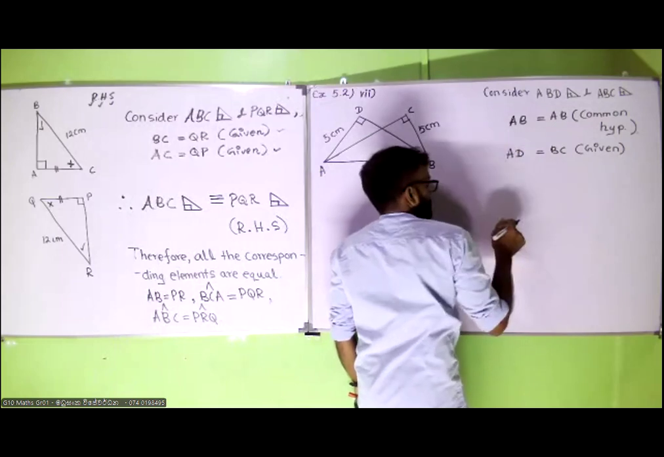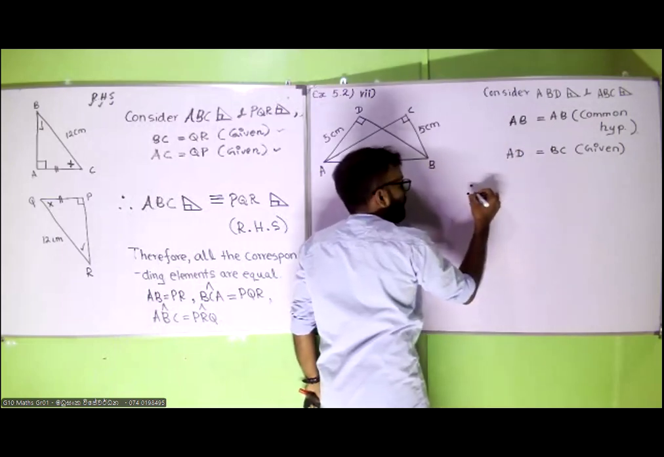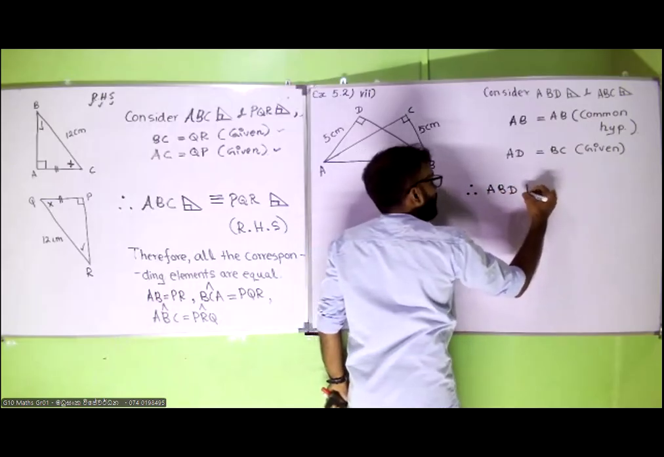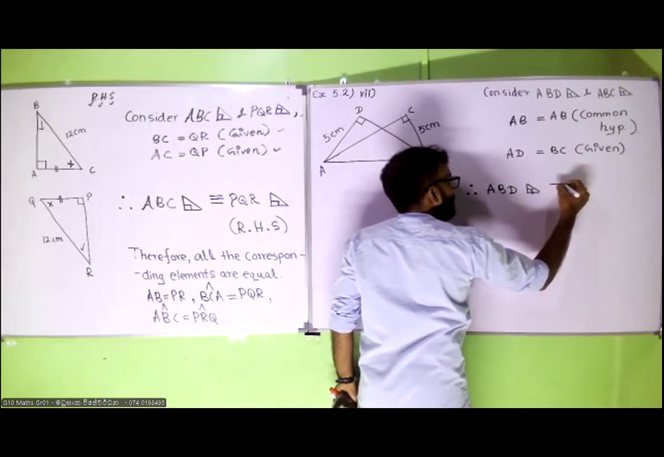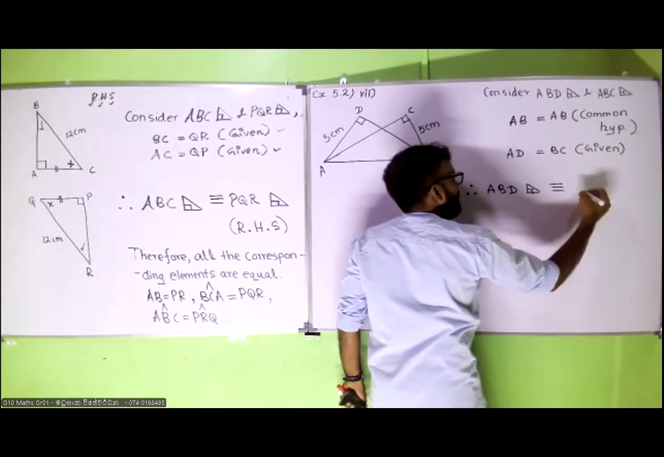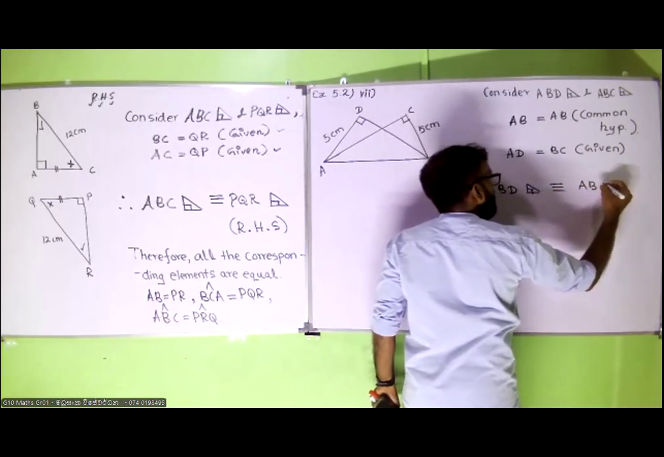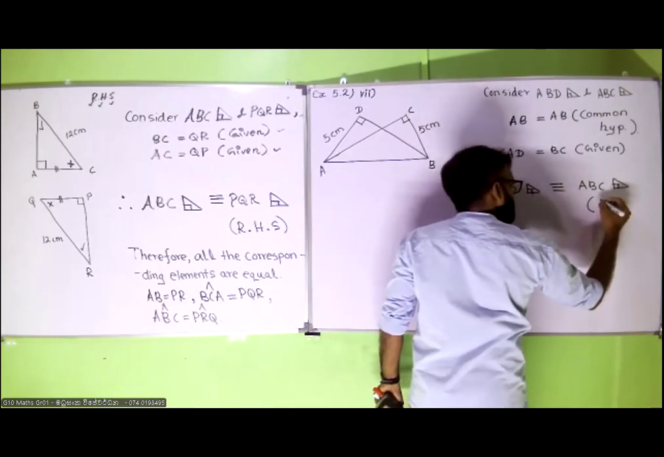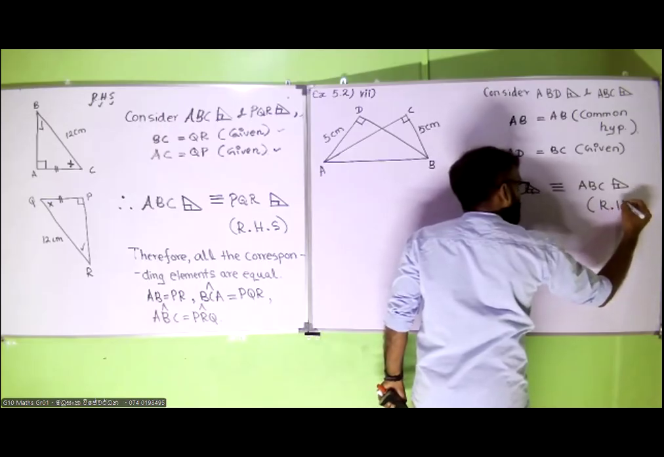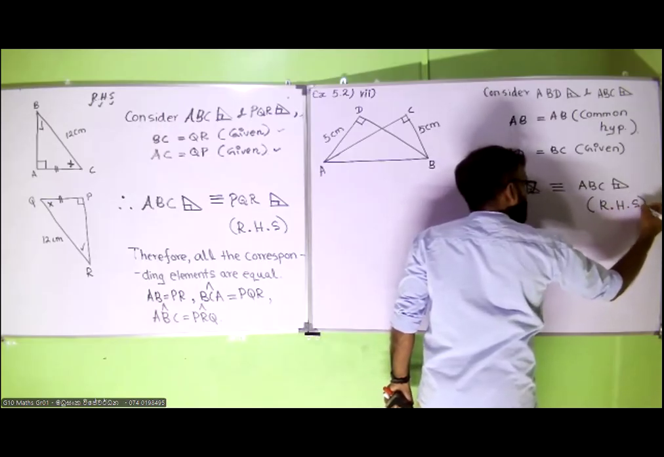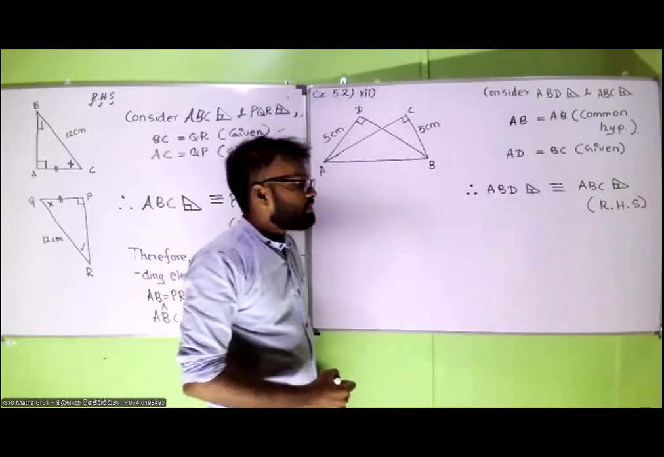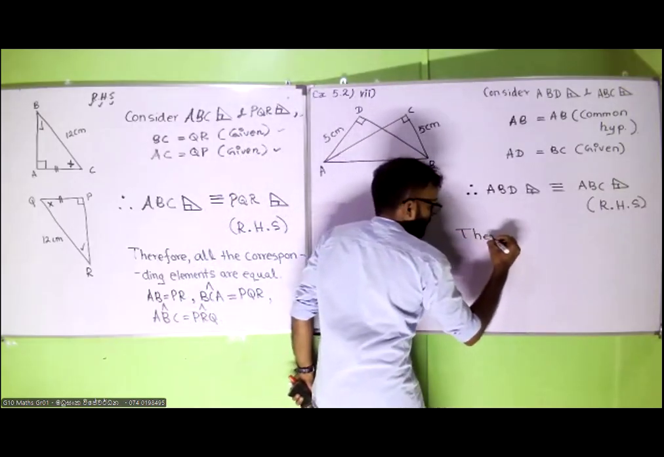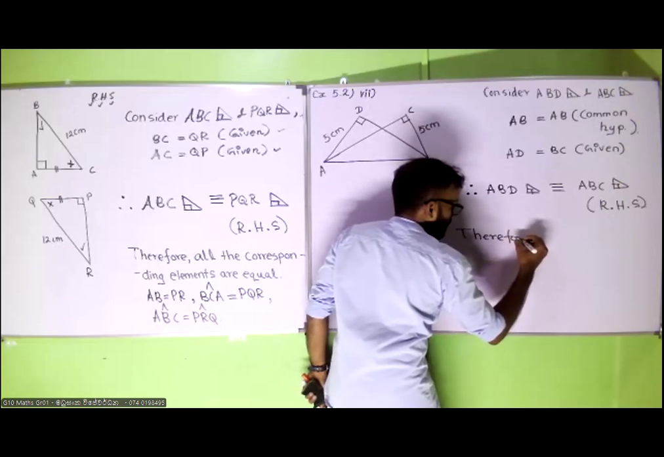Hypotenuse and the side. So therefore, you can write ABD right angle triangle congruent with the ABC right angle triangle. Under which condition? Right angle, hypotenuse, side. Right angled hypotenuse side. Therefore, you can write that. I am not going to write all the things.